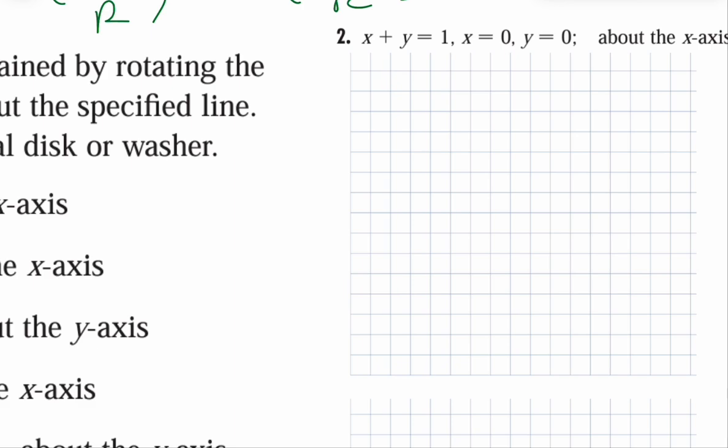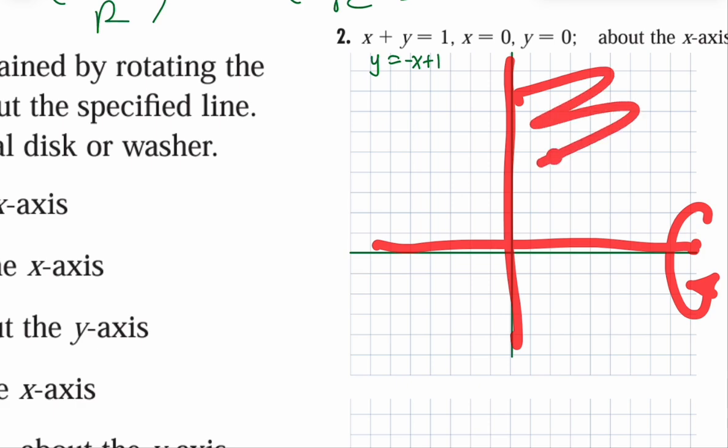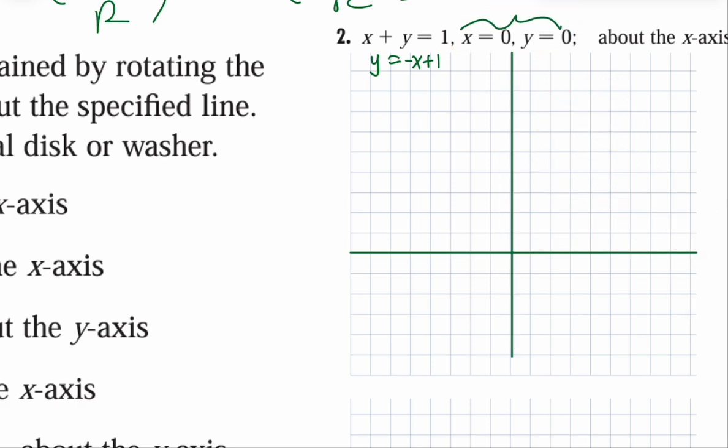Okay, so let's take a look at this picture. The first thing you want to do is draw the picture as accurately as possible. When you are drawing something about the x-axis, making the equation y equals is really important, so I'm going to rewrite this equation as y equals negative x plus 1. The fact that they told us x equals 0 and y equals 0 just means that they are rotating about the x-axis whatever's in that first quadrant, so just the positive stuff.